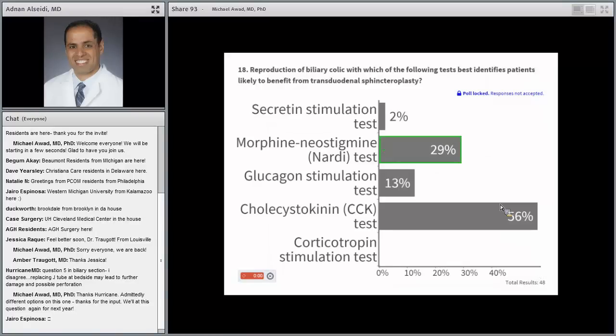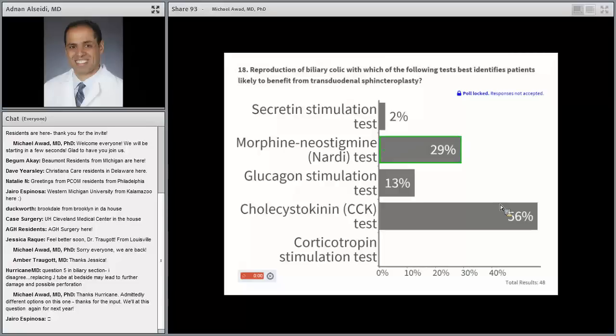Yeah, I figured people will have a challenge with this one. This is not something that we see as surgeons often. This is something that mostly GI works with. Remember that the treatment noted here is transduodenal sphincteroplasty, and so the disease that we're trying to diagnose is sphincter of Oddi spasm or sphincter of Oddi dysfunction. And in that situation, the correct answer is the morphine-neostigmine test.